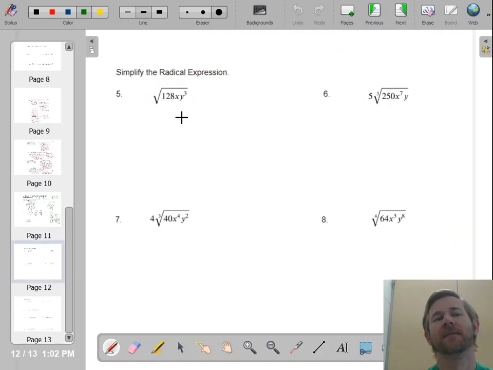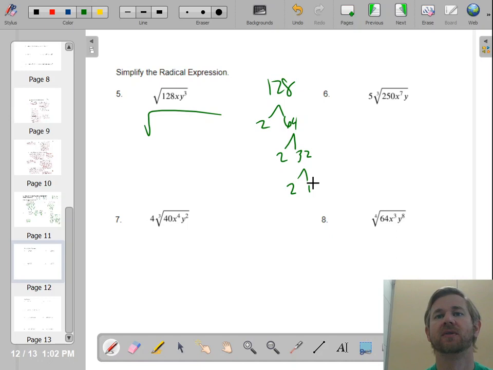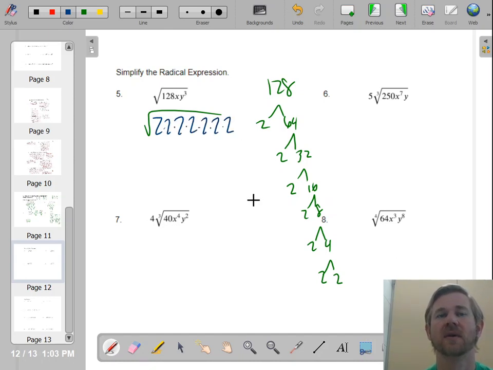Let's do the radicals now. So square root. All these problems I'm going to treat the same. I'm going to make a factor tree for 128. I'll show you how to do it by hand, but normally I'm going to do it in my head. 128 is 2 times 64, which is 2 times 32, which is 2 times 16, which is 2 times 8, which is 2 times 4, which is 2 times 2. We're making a prime factorization of 128, which is 7 2's: 2 times 2 times 2 times 2 times 2 times 2 times 2.